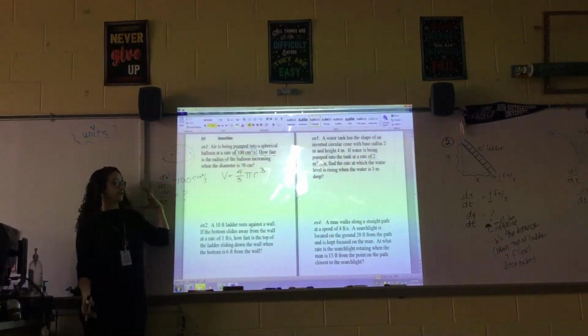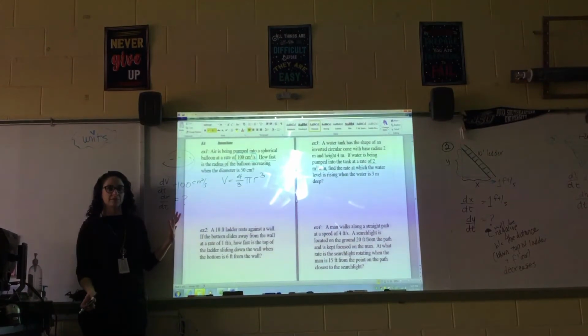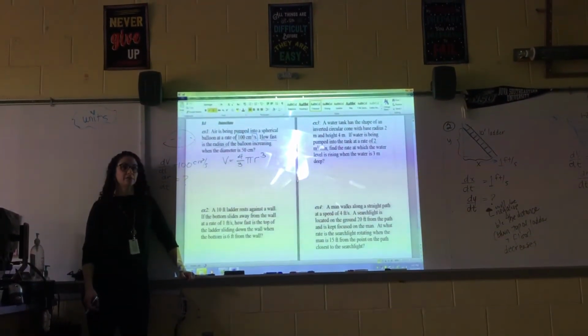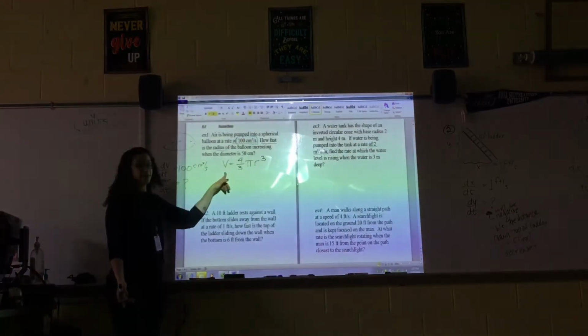What was the category that we used for the dV/dt and the dr/dt? Those are what types of measures? Rates of change, right? How do I go from values to rates of change?